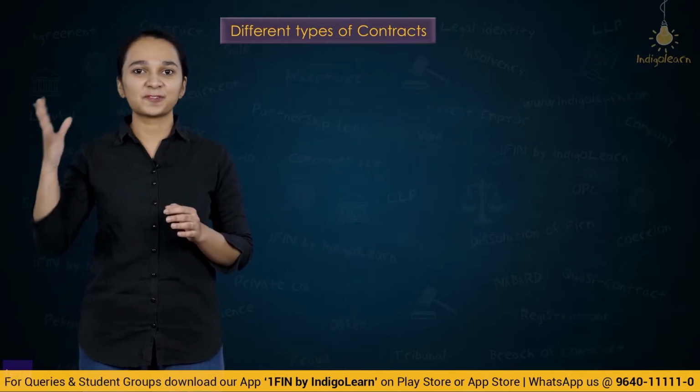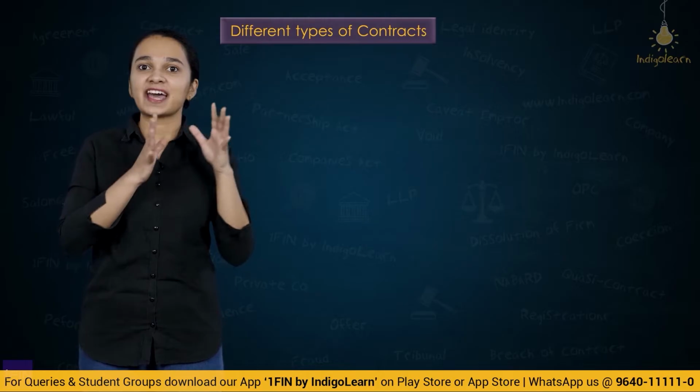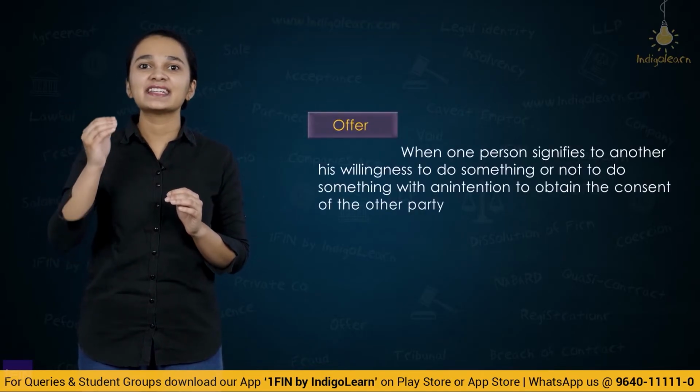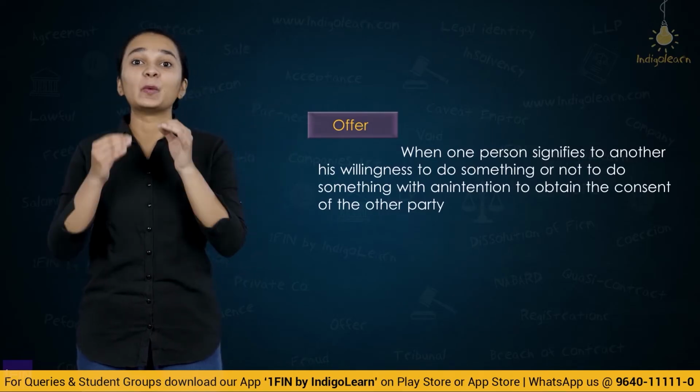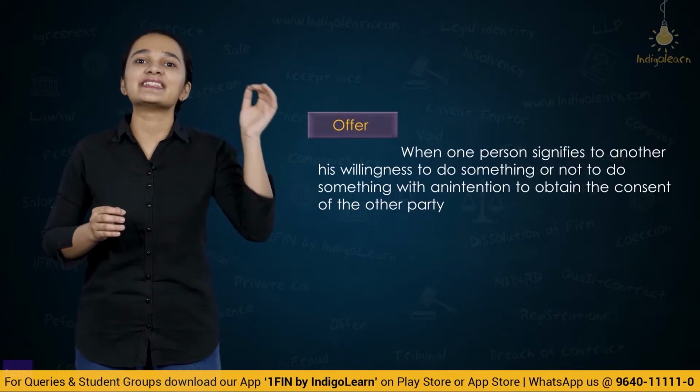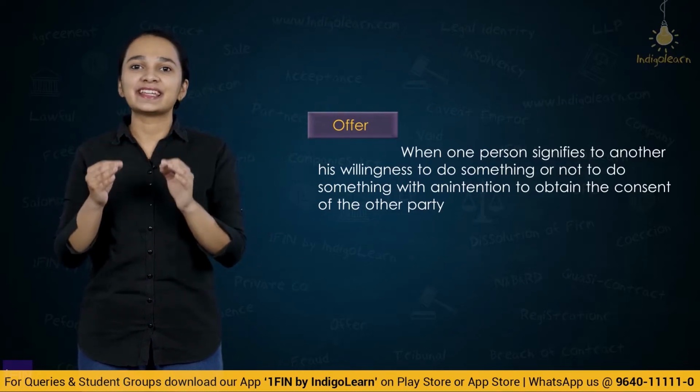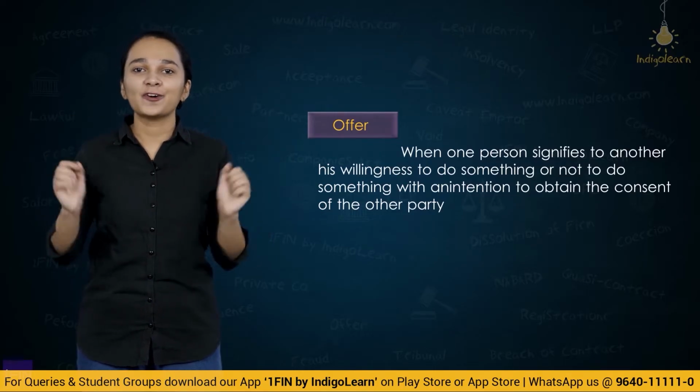After discussing types of contract, we have understood what is an offer. So what is an offer? When a person signifies his willingness to do something or not to do something with an intention to obtain the assent of the other party, we said that he is making an offer.